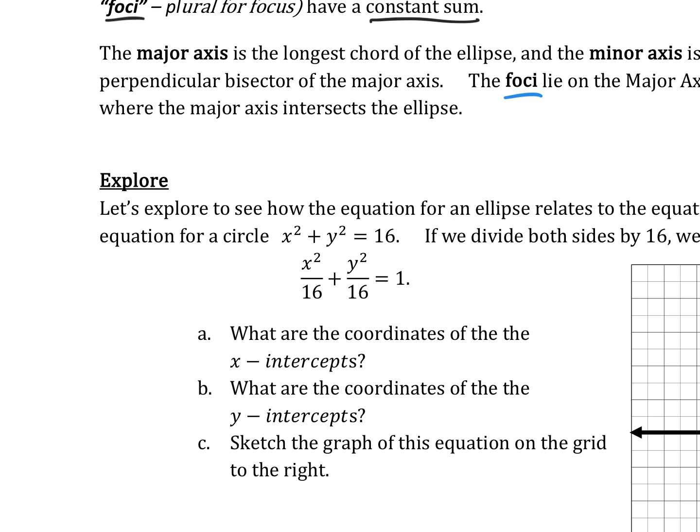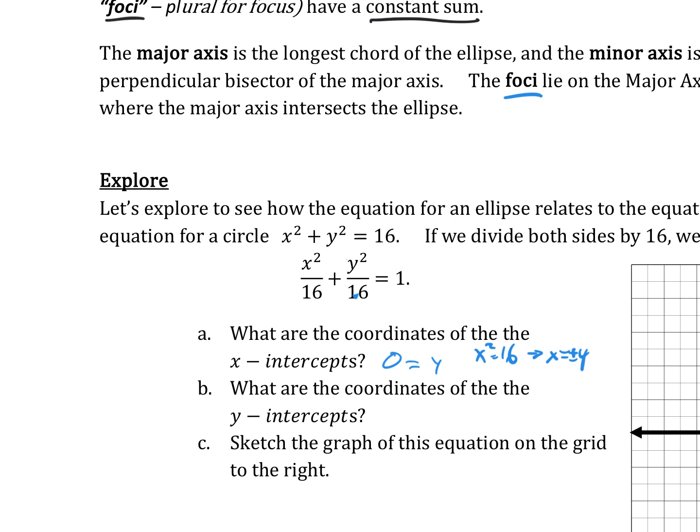Now let's find some coordinates here of some intercepts. So what are the x-intercepts? Well, remember the x-intercepts happen when y is 0. So when y is 0, this goes away, and we know that x squared is 16, so x is plus or minus 4. Okay.